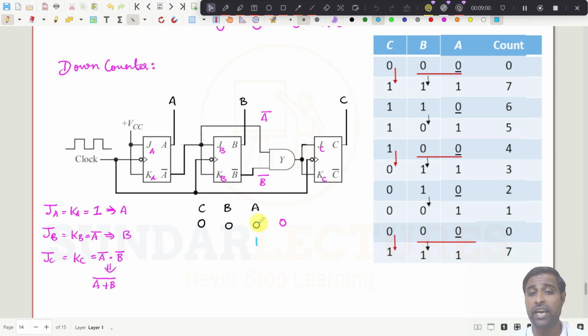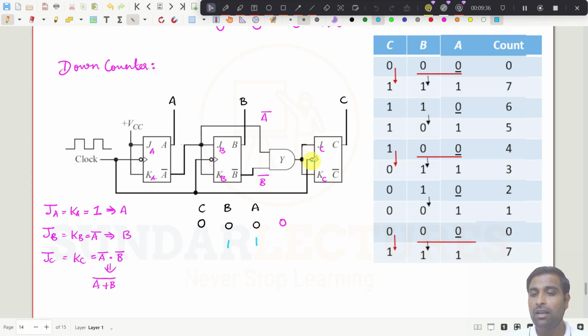Already A is 0. Try to understand, A is 0, but here it is connected as A bar. Need to understand. A bar means, if this is 0, 1 is given to JB and KB. JB and KB will get 1. So if it gets 1, already it is 0, it will convert it into 1. Right? And what is the input for JC and KC? It is 0 0. 0 plus 0 will be 0, and bar, it is 1. So 1 is given to JC and KC.